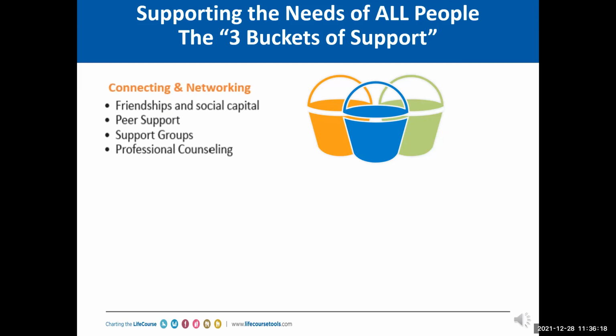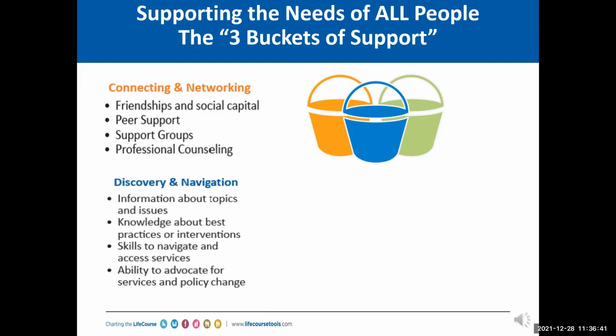The first bucket, the orange bucket, is called connecting and networking. This includes those opportunities for families and people to connect with each other, to share strengths, to learn from and support each other, to be able to talk to others who have lived a similar experience, who've been there, who really get it. The blue bucket is called discovery and navigation.